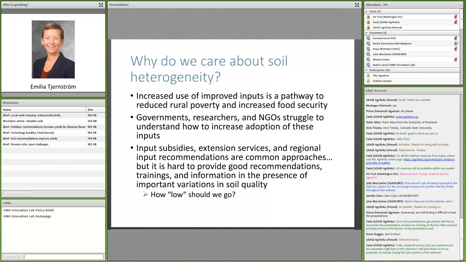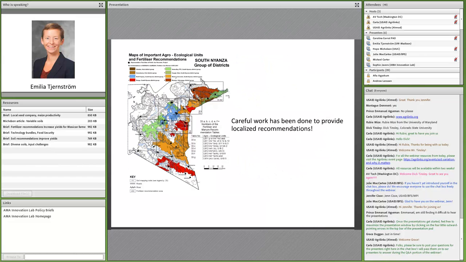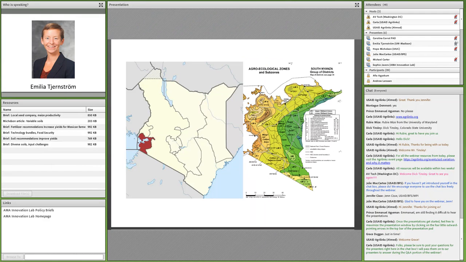And so I want to start by looking at some maps and thinking a little bit about this issue, because at least I was quite surprised when we started digging into this data. And then I'll move to talking a bit about what the consequences might be for farmers of this type of variability. So to give you a sense, let me show you some maps.